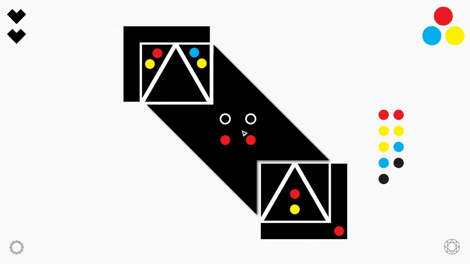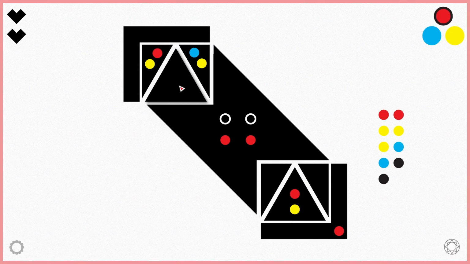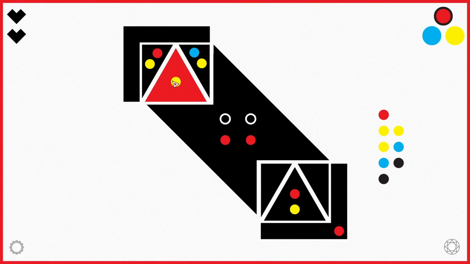blacks and 2 reds, it cannot be black or red. It must be yellow or blue. This one sees a yellow, which must be either this end or this triangle. It can't be this triangle because this triangle must be red or black for this one. So this one sees a red here, and that sees a yellow.